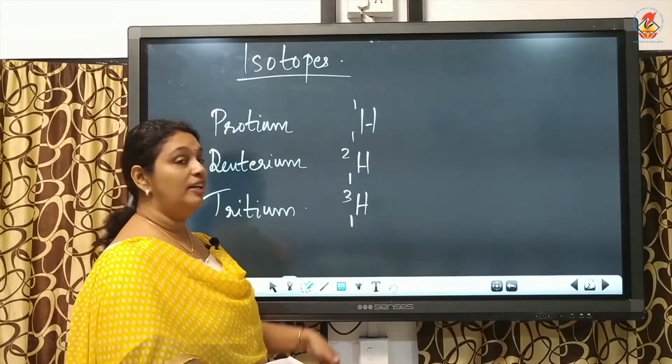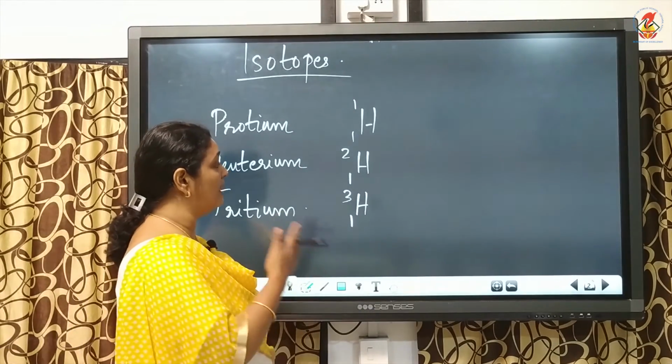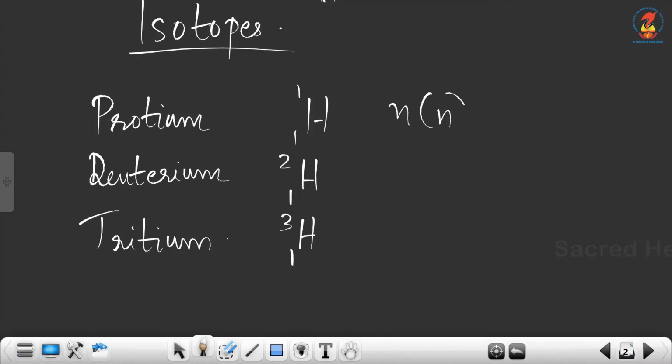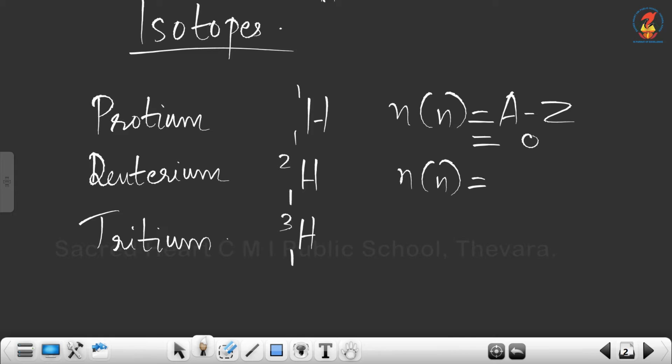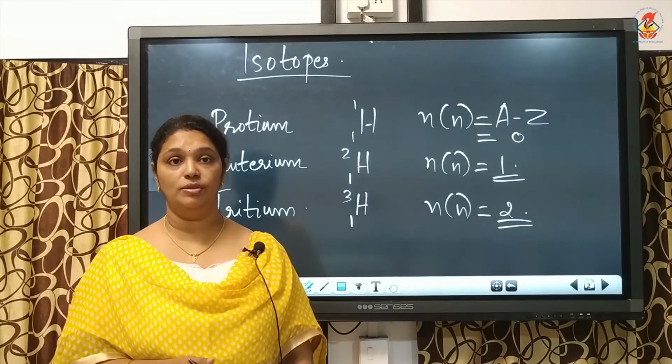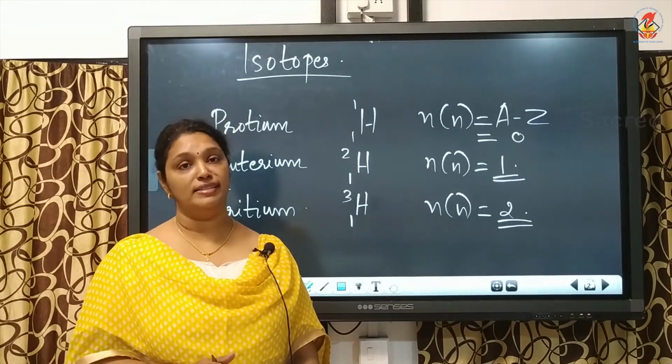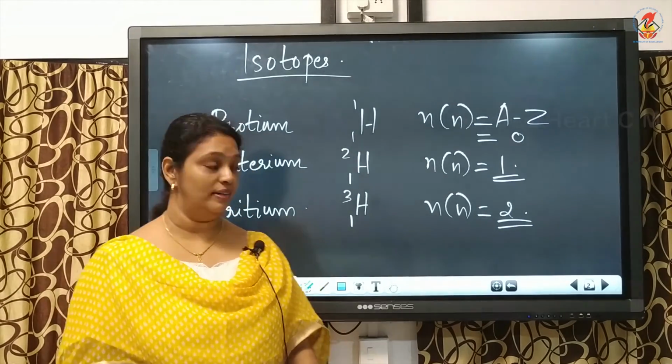You can see they differ in the number of neutrons. The number of protons and number of electrons are the same, but the number of neutrons is different. To find the number of neutrons, we have the expression mass number minus atomic number. In protium, the number of neutrons is 0 because it is 1 minus 1. The number of neutrons in deuterium is 2 minus 1, so 1. And the number of neutrons in tritium is 3 minus 1, which is equal to 2. The number of protons and electrons will be the same in all three isotopes of hydrogen. So isotopes means atoms of the same element with the same atomic number but different mass number. Now the next term we have is isobars.